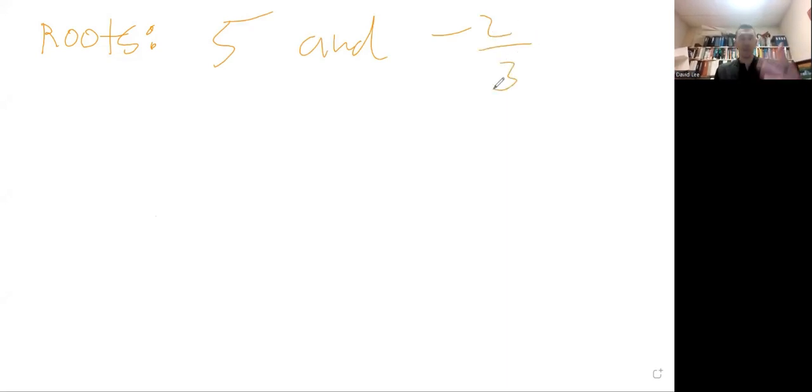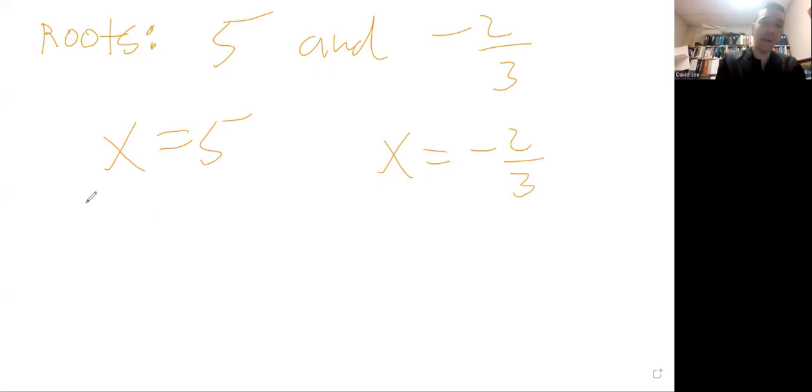Okay, so let's say that you have a couple of given roots, and what you want is to write the equation up. So suppose the roots are 5 and negative 2/3. We can say x equals 5. We can say x equals negative 2/3. And then here, this would be x minus 5.